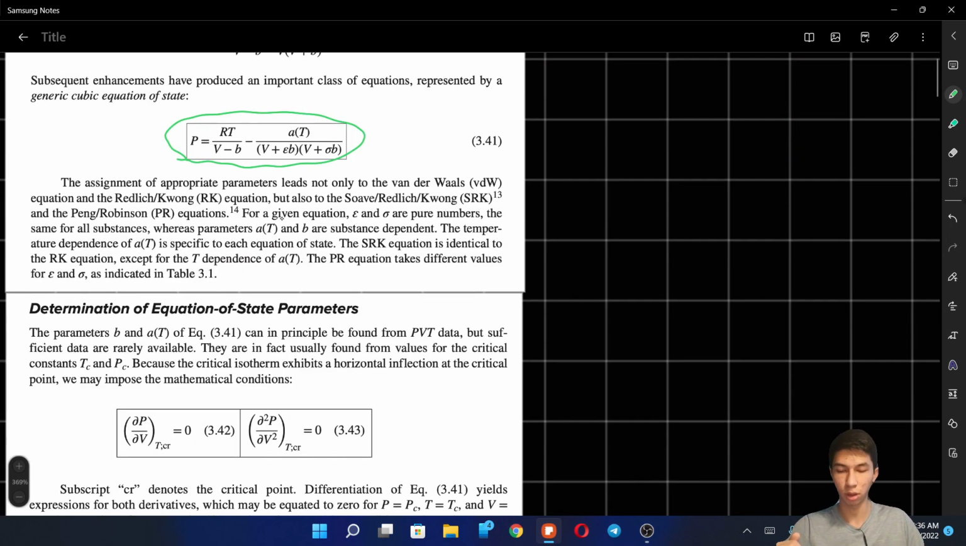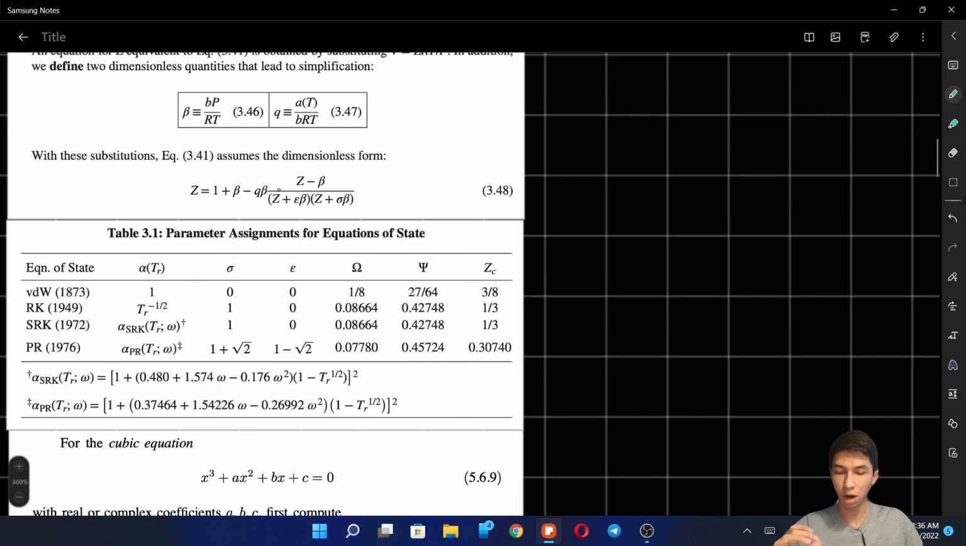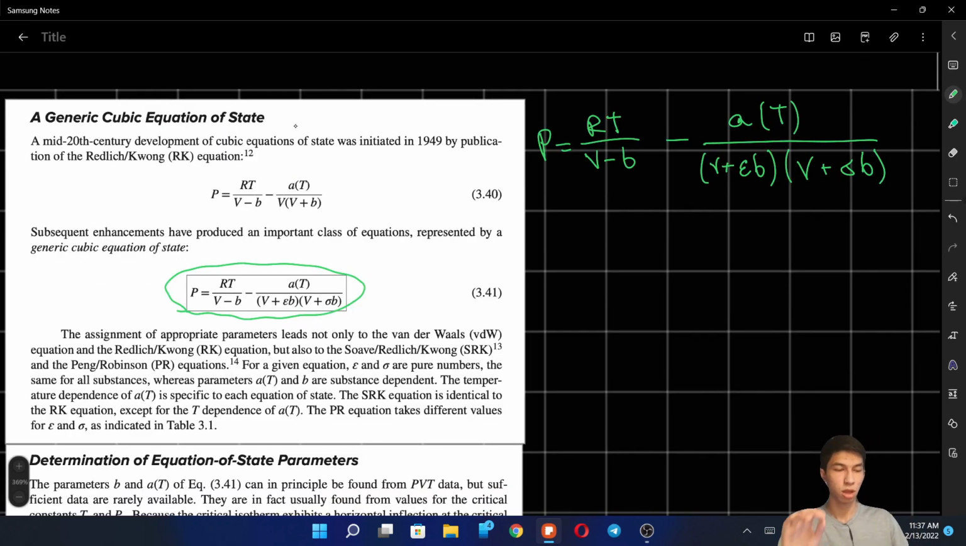If we go below here, these are the assigned parameters for the equation, depending on which method you use. There are three methods for using the cubic equation of state: the van der Waals, Redlich-Kwong, and Peng-Robinson methods. They do have different parameters for the equation.